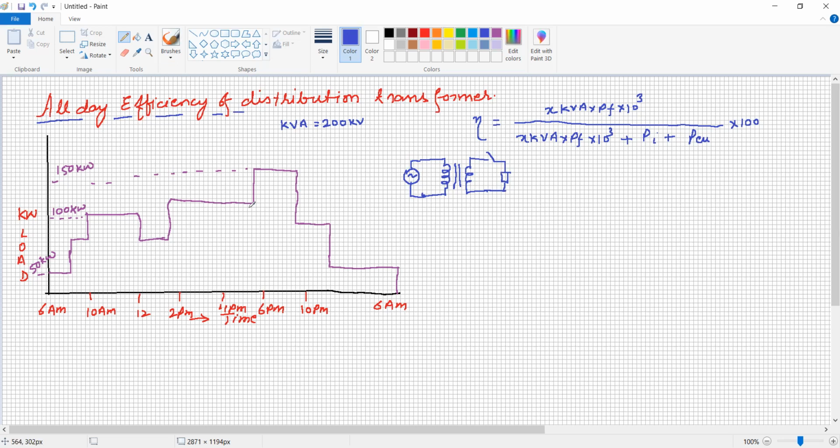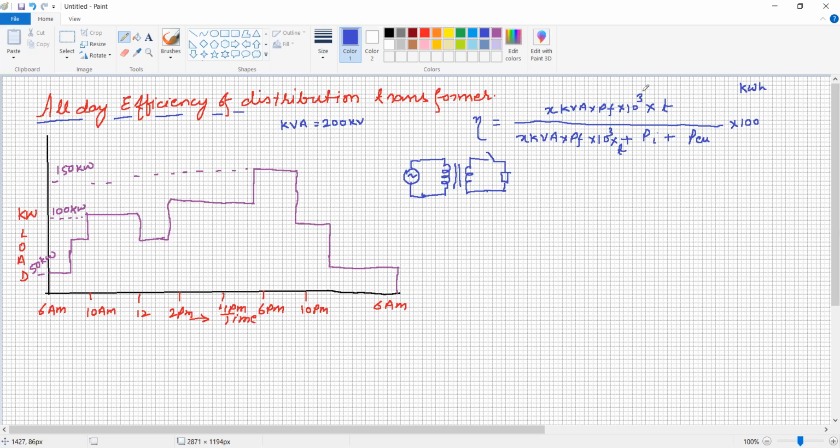So to evaluate the efficiency of a distribution transformer, it is better to represent it as the all-day efficiency. All-day efficiency is nothing but, in 24 hours, what is the energy output? Instead of per kilowatt, you just multiply by the time of operation. Here it is multiplied by time, so this comes into kilowatt hours.